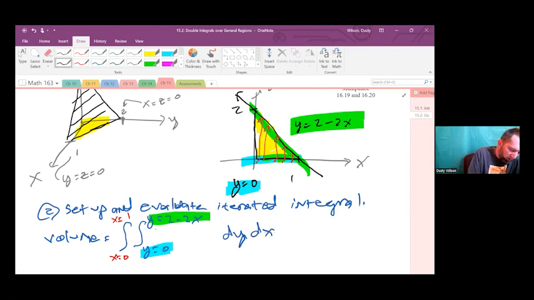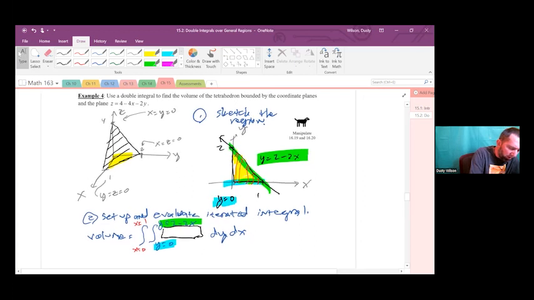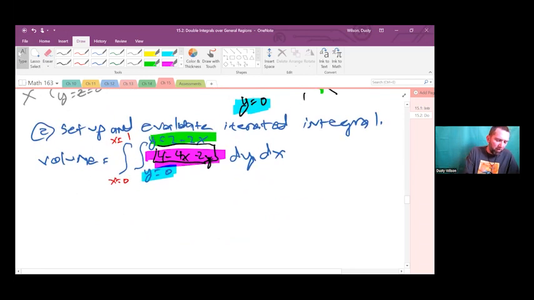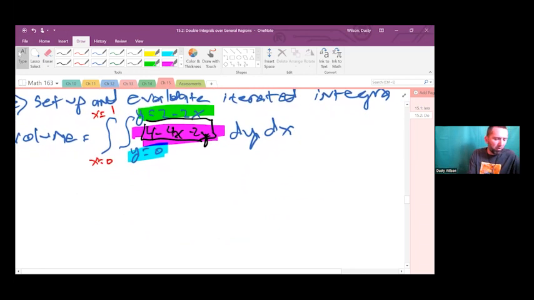And our only question is, what is the integrand in this case? Since we are looking for volume, we want the volume underneath that curve, so we can just simply fill in the plane that we were given, namely this one here. So we'd have 4 minus 4x minus 2y. And that will be our iterated integral.